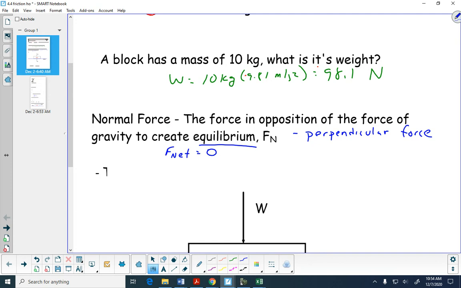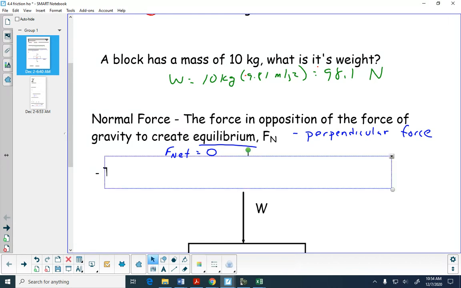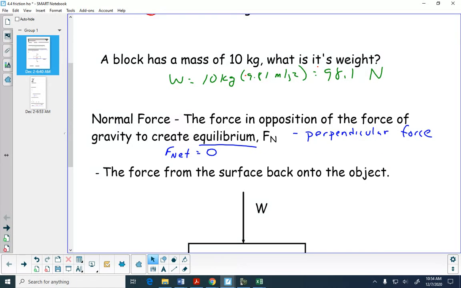And the bed is applying a perpendicular or a normal force on you. It's equal but opposite to your weight. It's a force from the surface back onto the object. That is your normal force. It's that bed pushing back up on you.